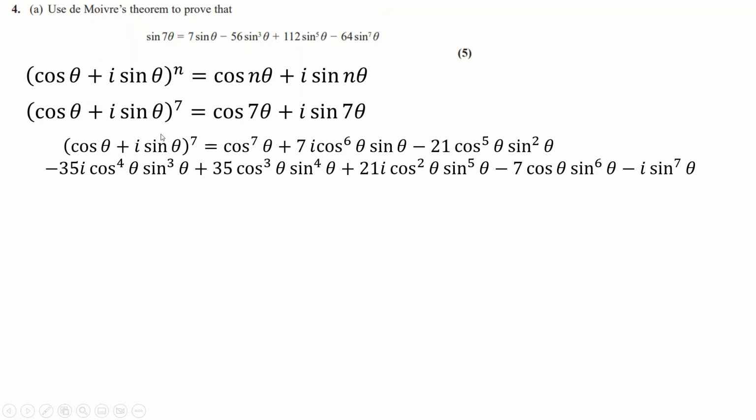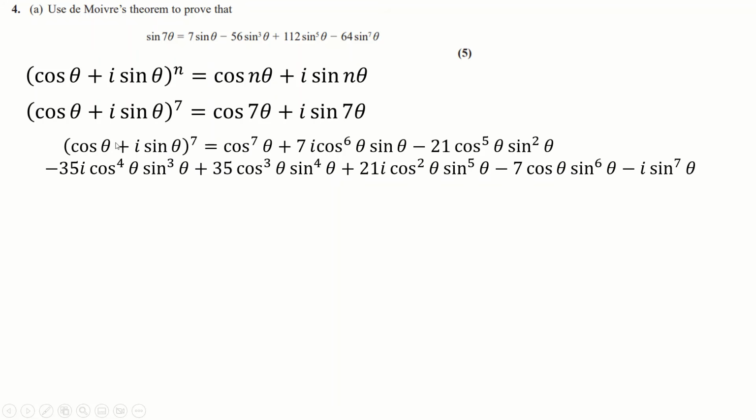And now the i's. When you take 1, I sine theta, you have an i. When you take 2, i squared is minus 1, so we have a minus. When you take 3, you have minus i. When you take 4, that's i to the 4, which is i squared times i squared, which is minus 1 times minus 1, so you just have a positive with no i's, and so on. So it kind of alternates like this with some nice little patterns here.